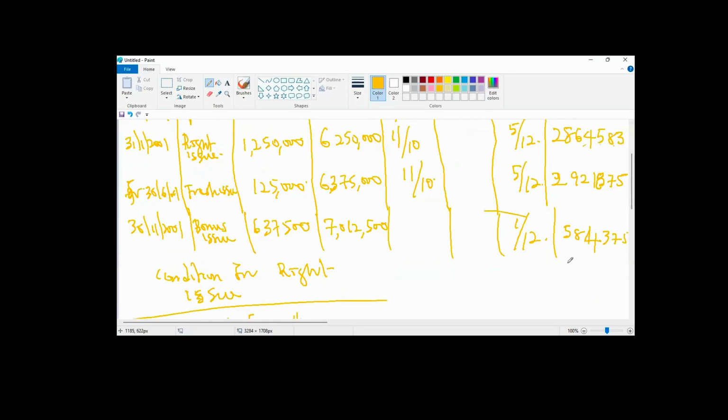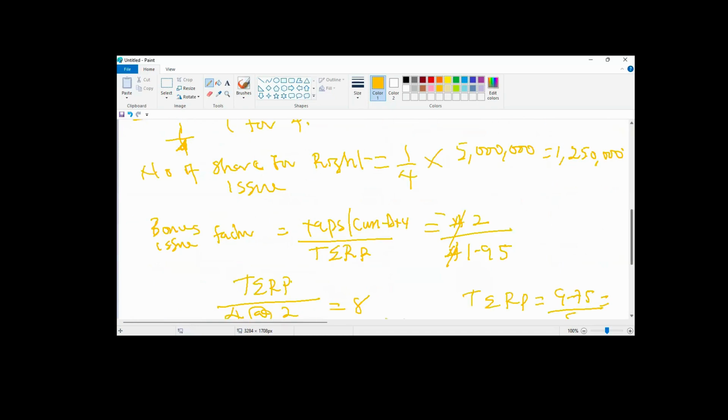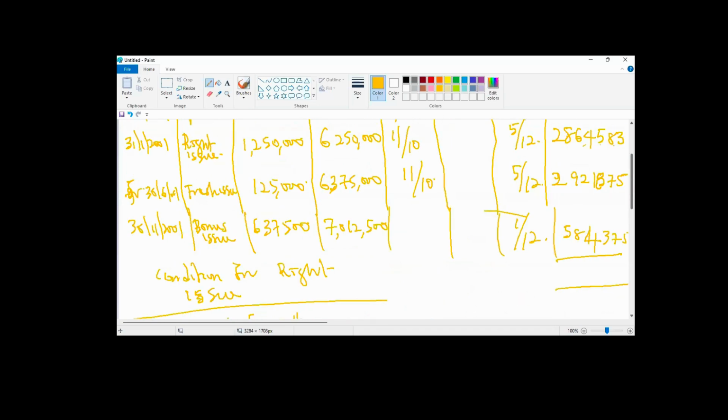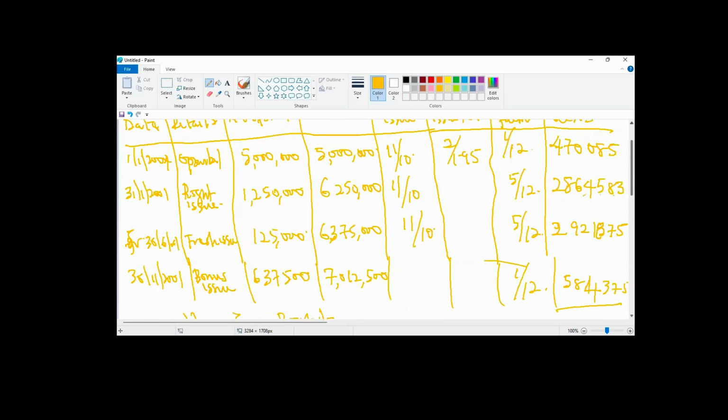Sir, please, can someone cross-check the first calculation? I'm getting a different figure. Which one? The first on 1st January 2021. The opening figure towards the end under the weighted average shares. Opening figure is 5,000,000. The weighted average of shares. Yes, sir.